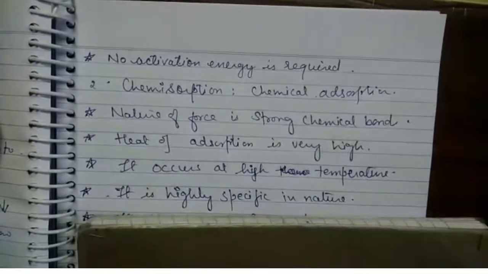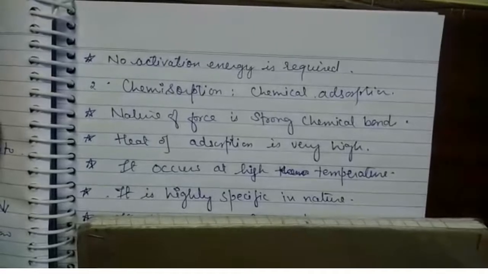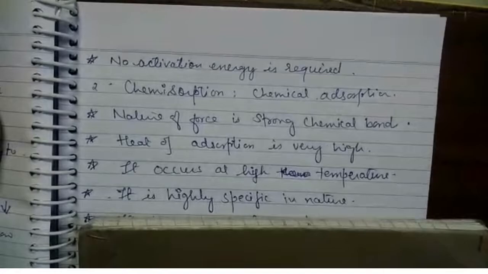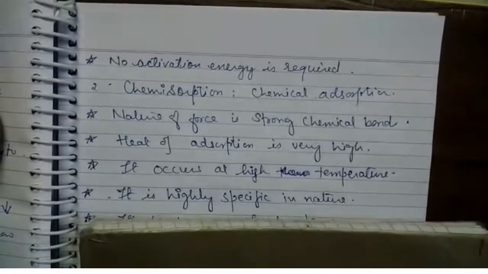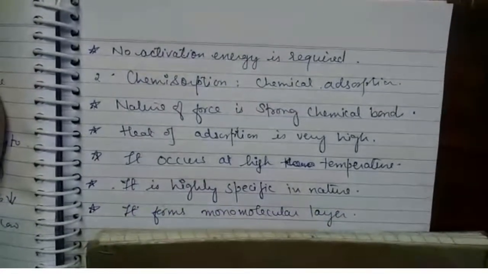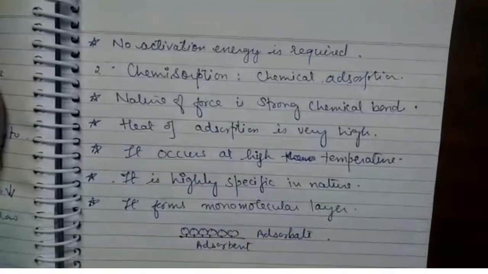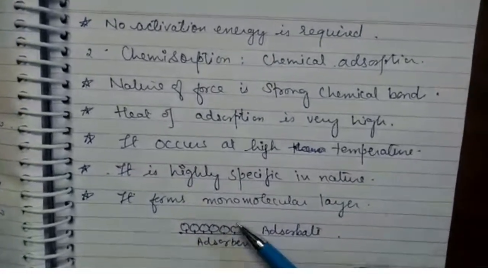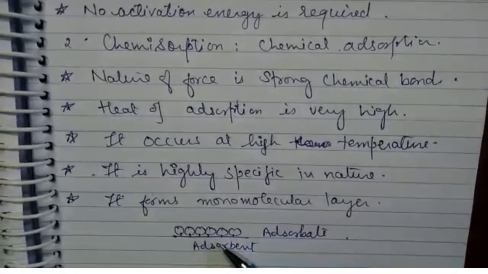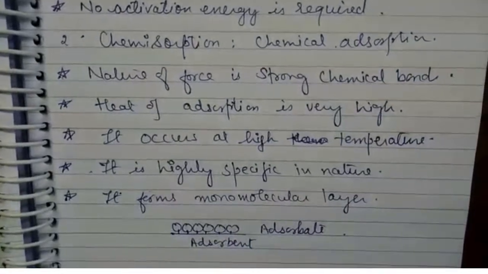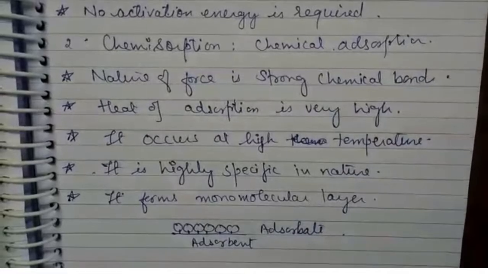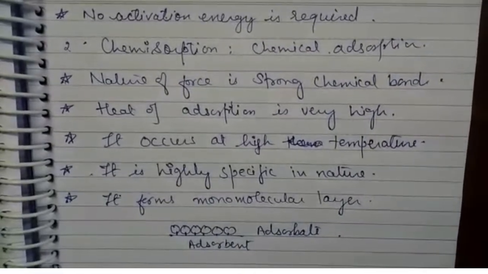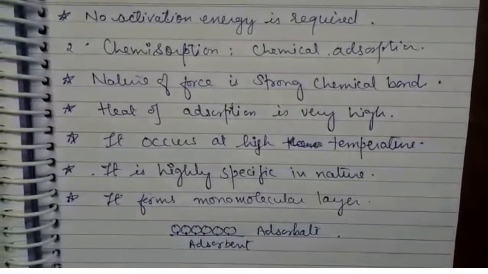Those which are not able to form bonds, if the bond is not present between the adsorbate and adsorbent, no adsorption takes place. Therefore, it is highly specific in nature, and it forms a monomolecular layer, because once the bond has been formed between the adsorbate and adsorbent, no other molecule can form bonds with the adsorbent. Therefore, even under high pressure, we can't form a multimolecular layer here. Chemisorption always forms a monomolecular layer.